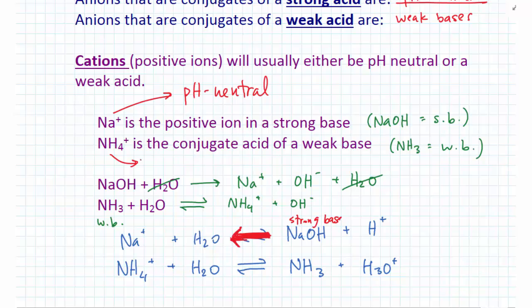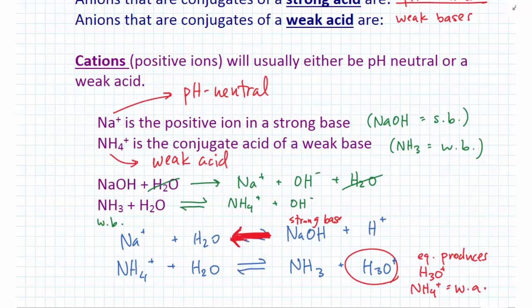The ammonium ion can react with water. It acts as a weak acid. We know it's a weak acid because we can write a plausible equilibrium that produces hydronium. That means NH4+ is a weak acid. We could have said the same thing up above about the fluoride ion: an equilibrium that produces hydroxide is a weak base.